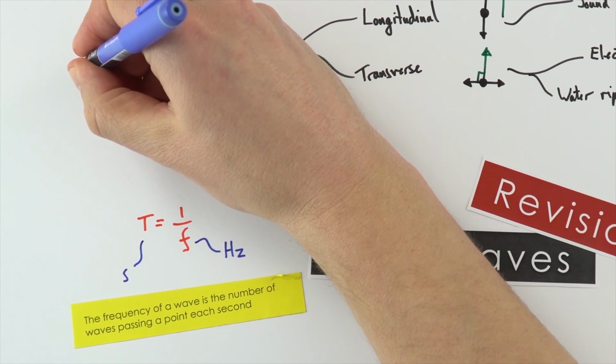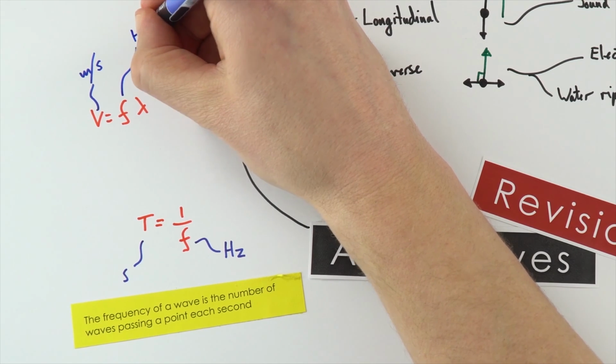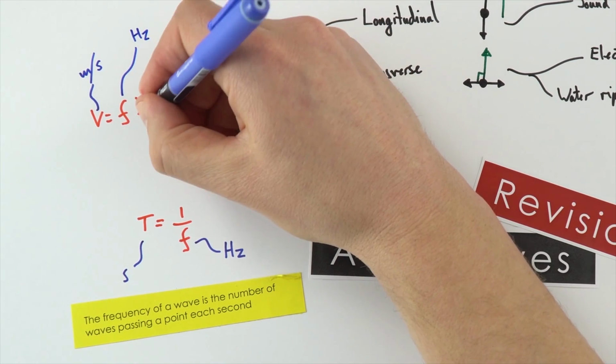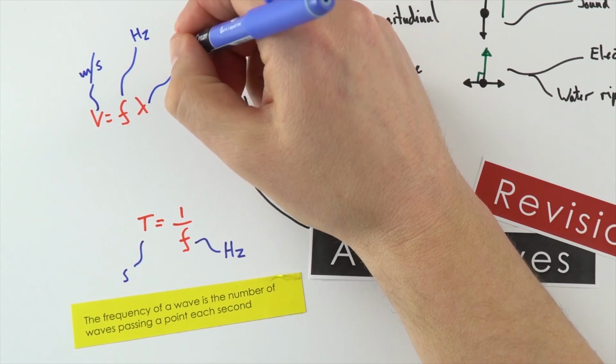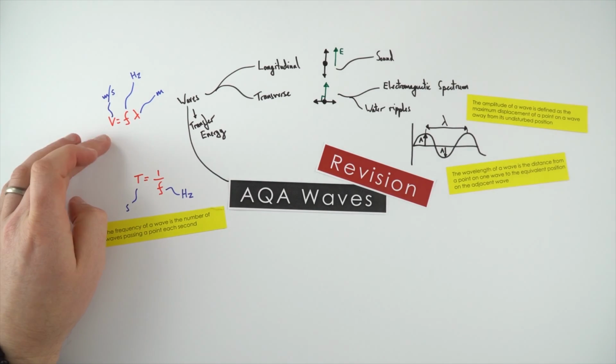This is measured in meters per second because it's just the speed. We measure our frequency in hertz, and the wavelength, because it's a length, is measured in meters. And with this information, it allows us to look at things if we're measuring real waves.